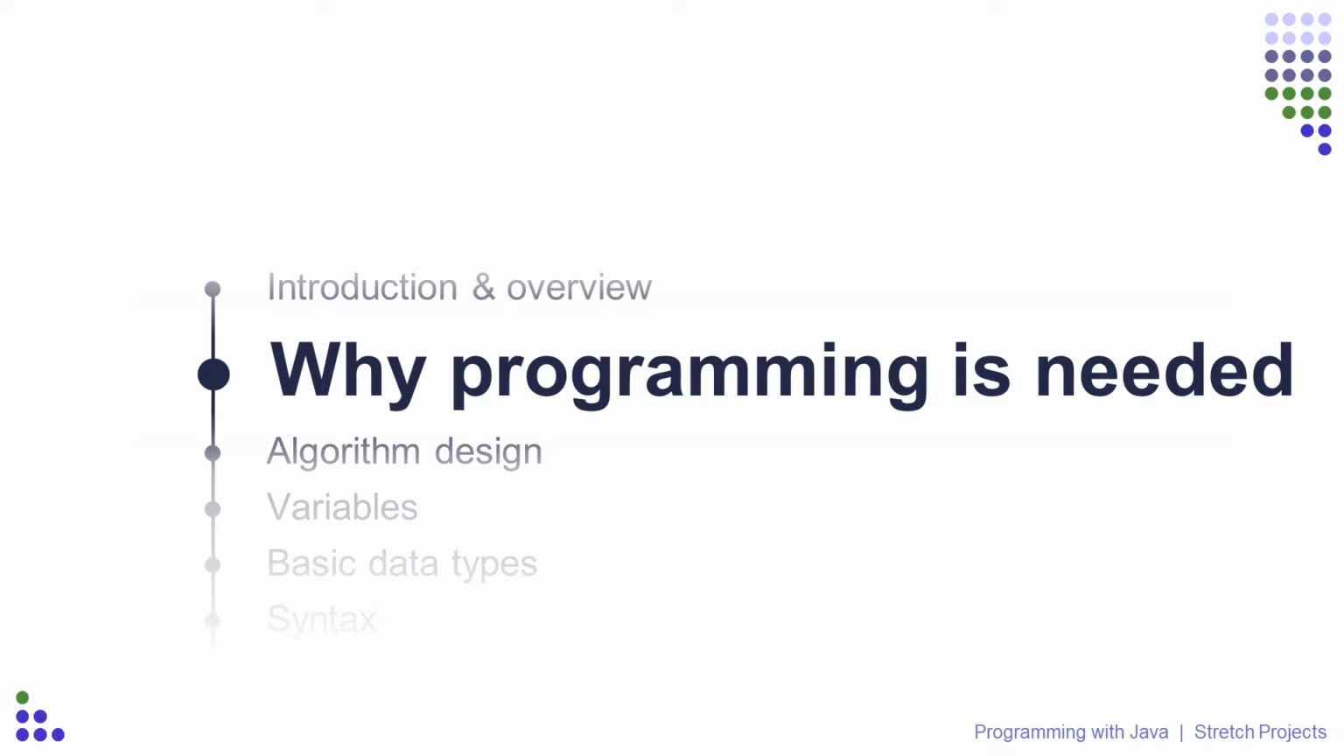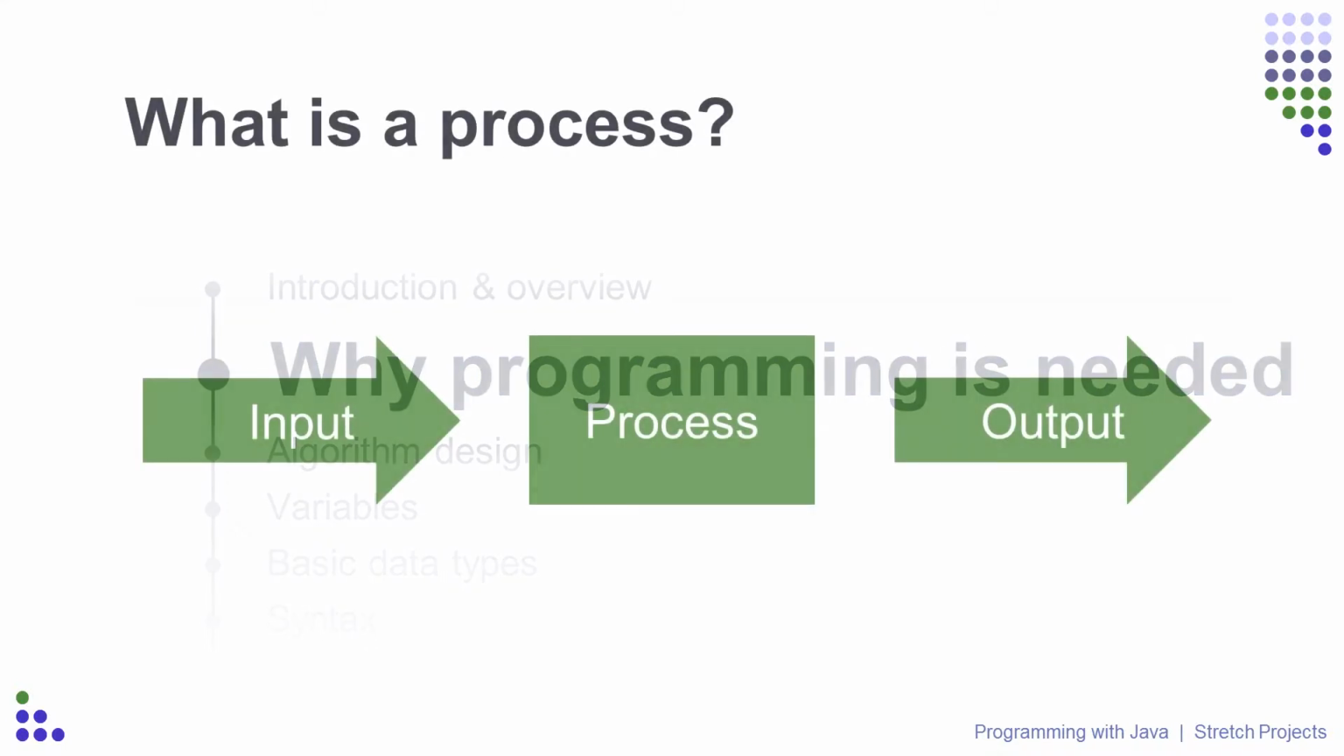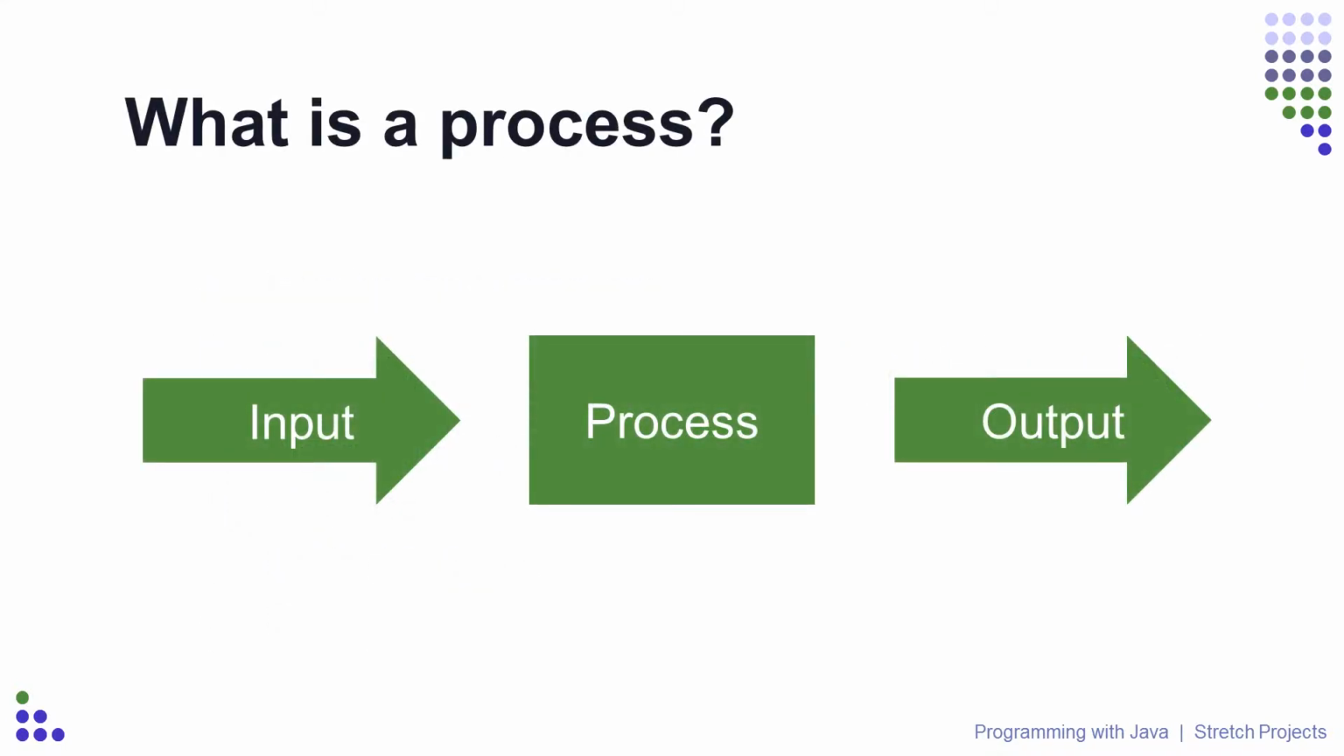So what is a process? Well, a process is just something which has an input, does something with that input, and produces an output. There could be multiple inputs or outputs, but a process is just something which takes an input and does something with it in order to turn that input into an output.